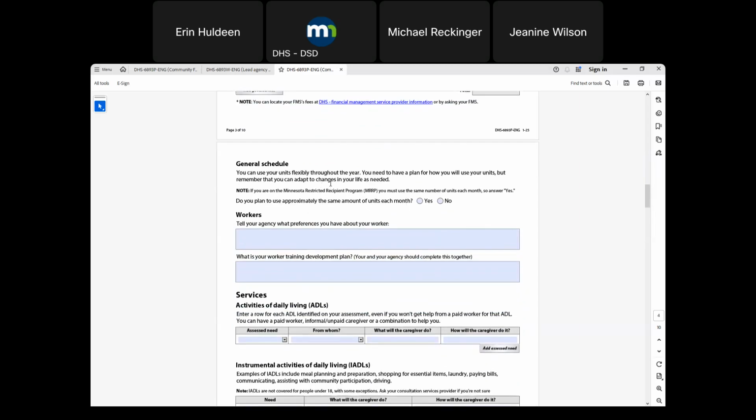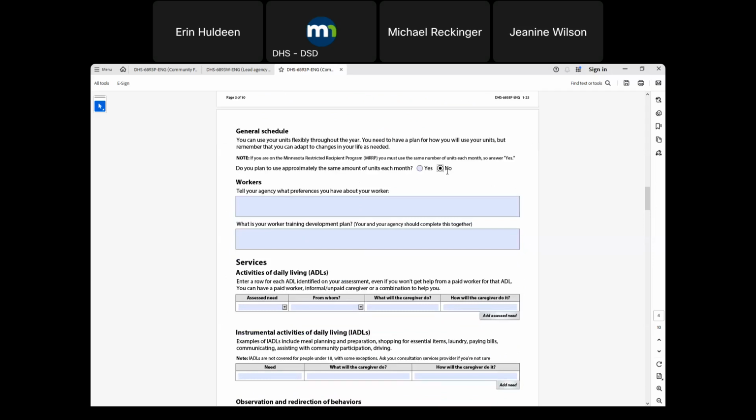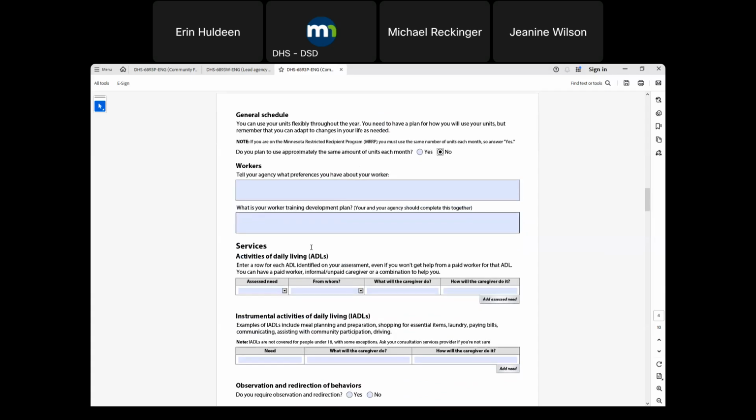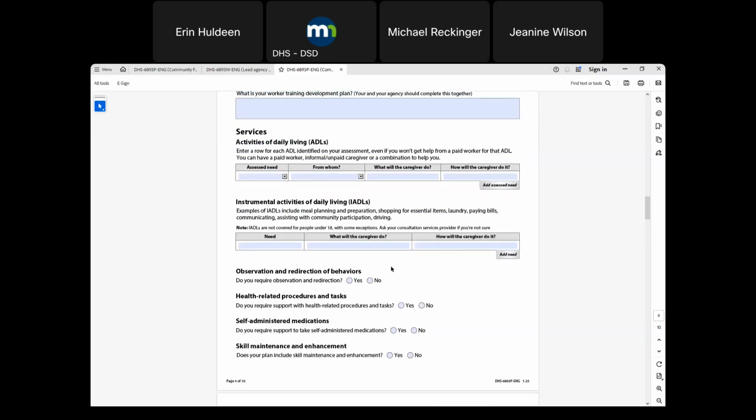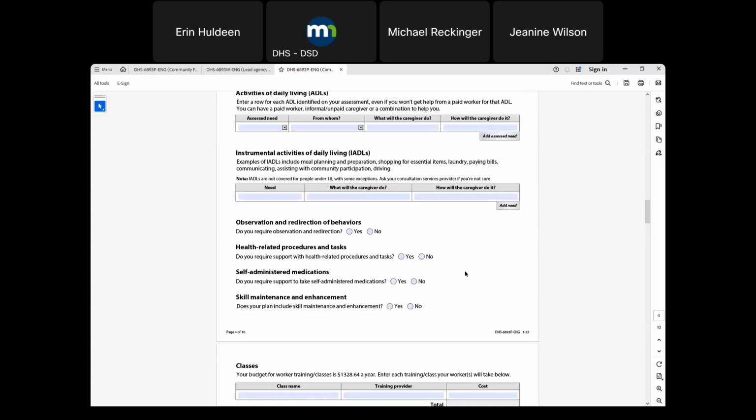Okay, and then there's just a general schedule for their employees. So they can either use the same hours each month, an estimated same hours each month. They're not required to. Or if they did not want to use the same hours each month, then they're going to select no. Information about the type of workers they would like, activities of daily living, IADLs. Okay, then we're just answering yes or no to some behavior, medication, health related questions.